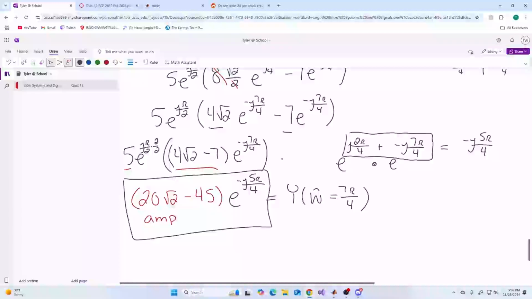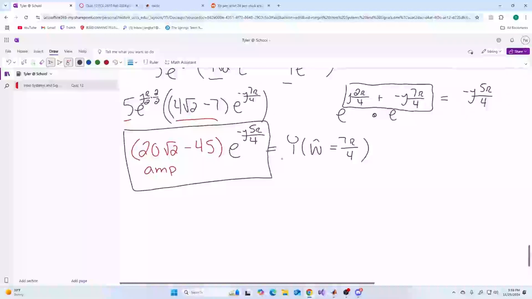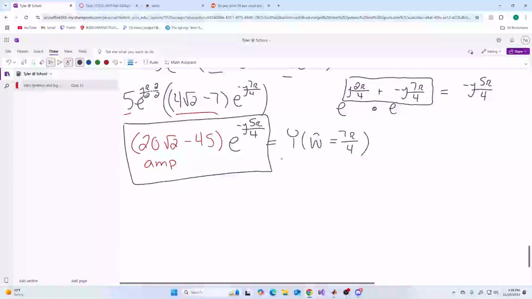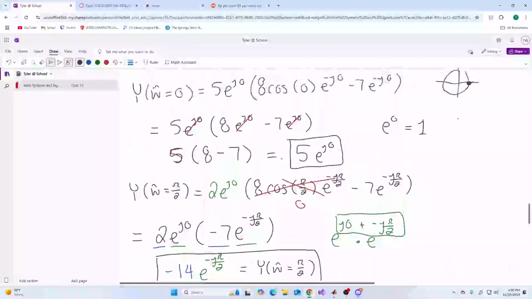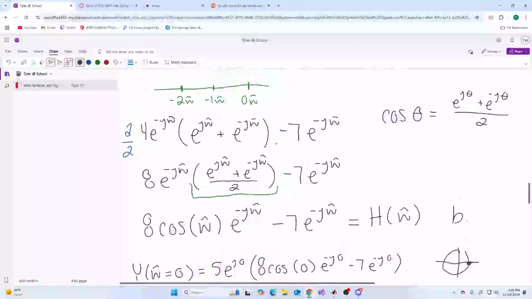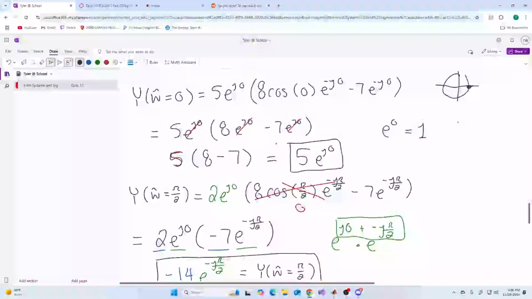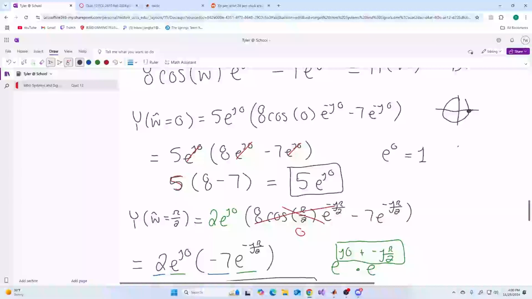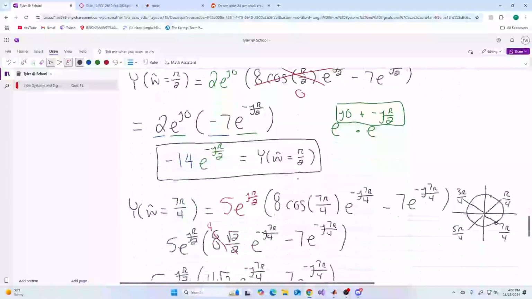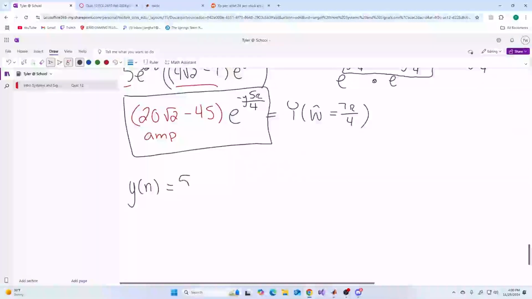What I would like to show you next is there is a disconnect, I feel, from taking my w hats and putting them into y sub n. So let's do that really quickly. Let's find y sub n. I'm going to go back up to each of these. This one here, I have 5 e to the j 0, so I'm just going to have a 5 and leave that alone. It'll make sense in a second.